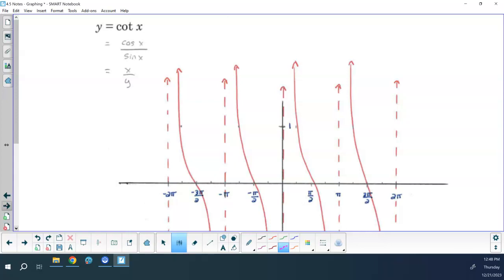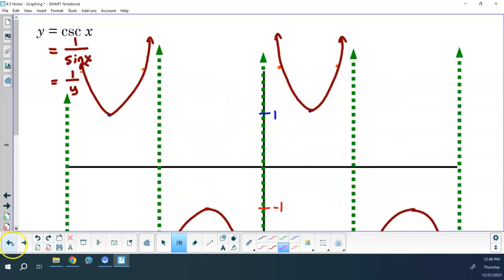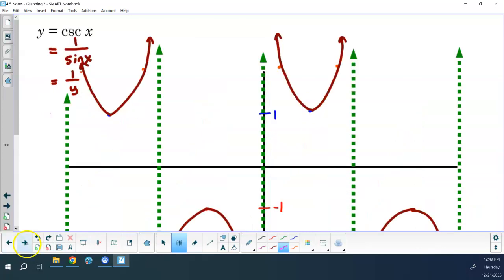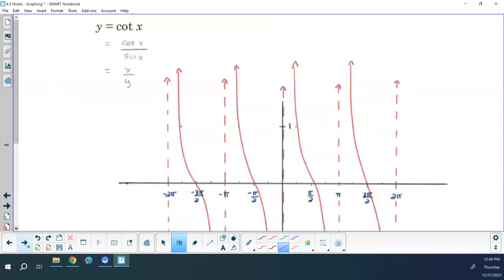And the waves are going the opposite direction. The tangent waves started lower left, went to upper right. The cotangent waves start upper left and go down to lower right. Questions on cotangent? All good? Okay. Secant.